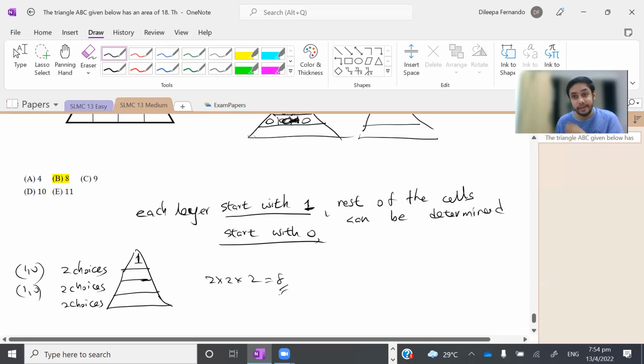You can see this is generalizable, not only for four layers, but for any number of layers. It's 2 to the power of the number of layers minus 1 that should be the number of possible configurations.